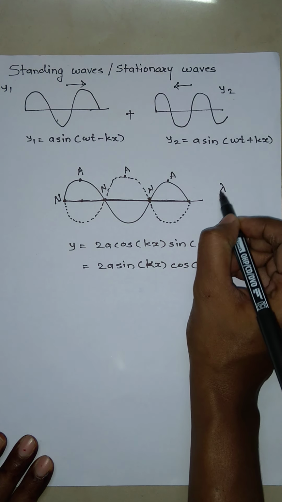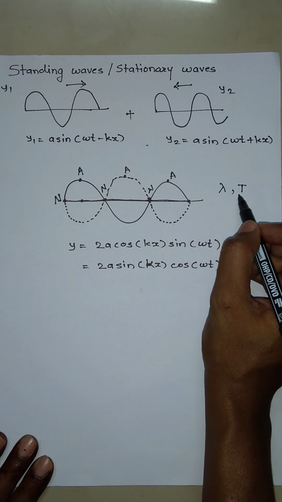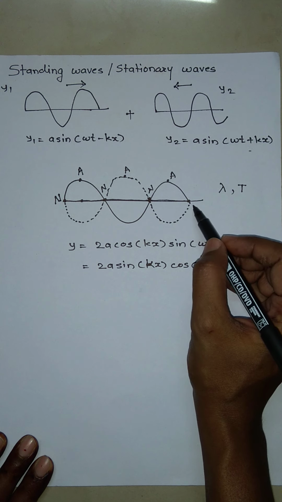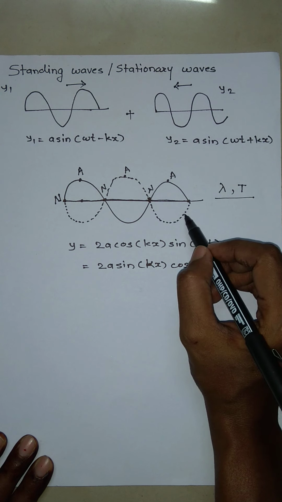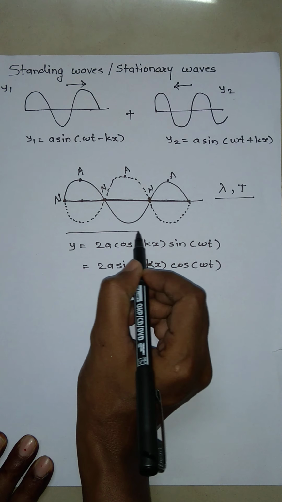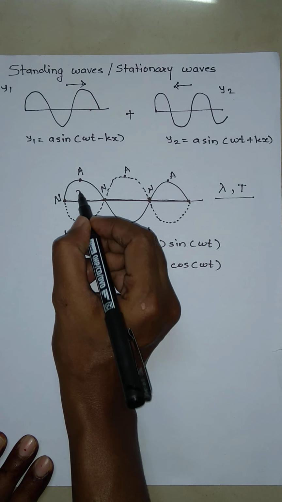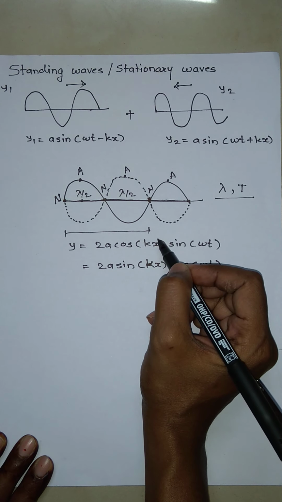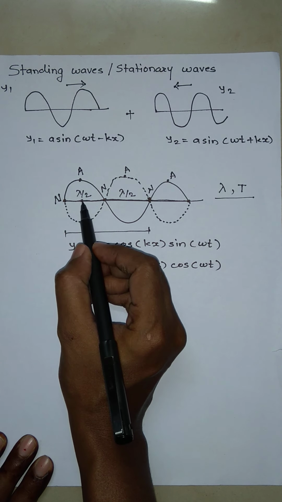The wavelength and the time period of the standing wave are the same as those of the original waves by which we are actually getting the standing wave. So, if this is the wavelength of the standing wave, we can say the length of one loop is lambda by 2, the length of the next loop is lambda by 2, and so on. Thus the distance between two successive nodes is lambda by 2.